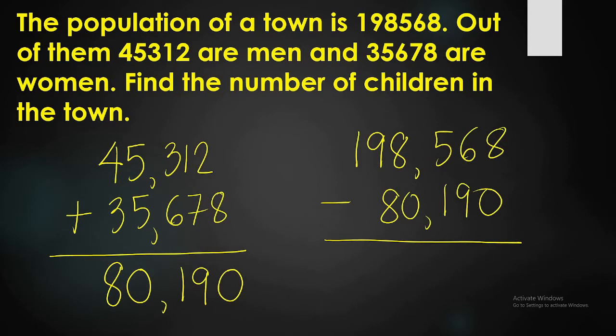So, okay. Meaning, the population consists of men, women, and children. Now, we already know the number of men and the women. We added them all. It's 80,190. And to get the number of children, I'm going to agree with all of you. We will subtract them. Now, any volunteer to give me the answer when the two numbers are subtracted? Yes, Apple. Do you have the same answer as Apple? 118,378. Okay, so what is this?